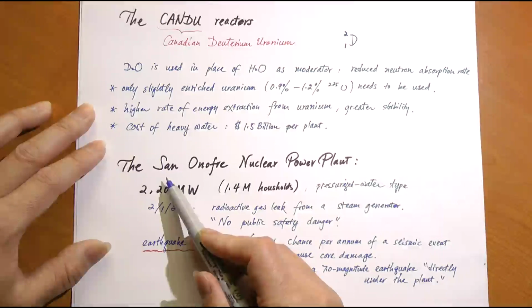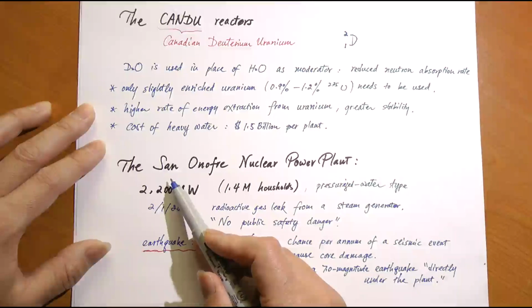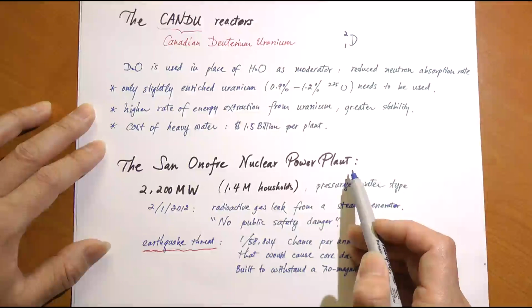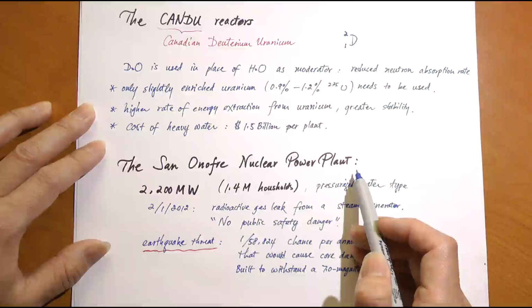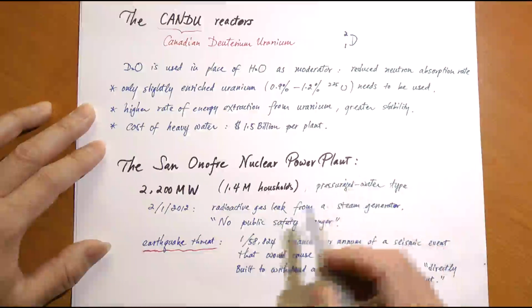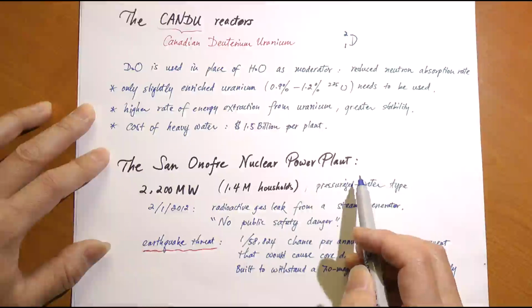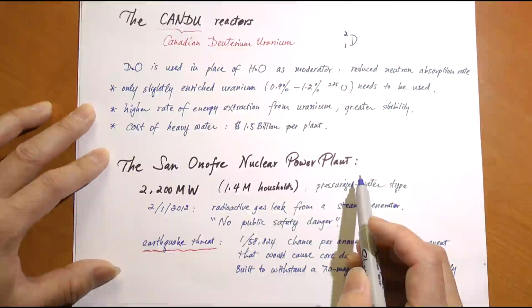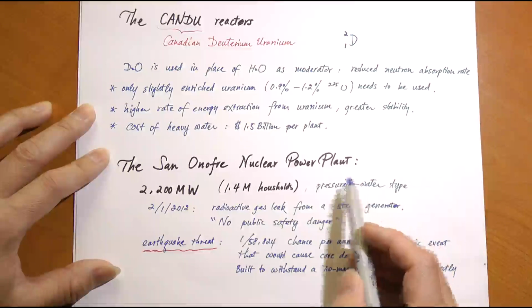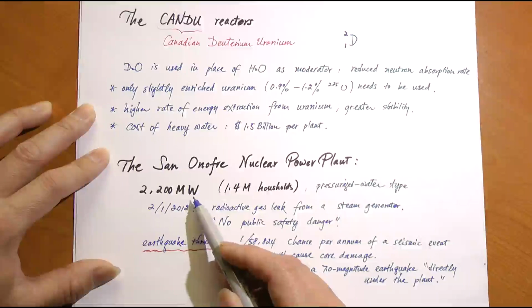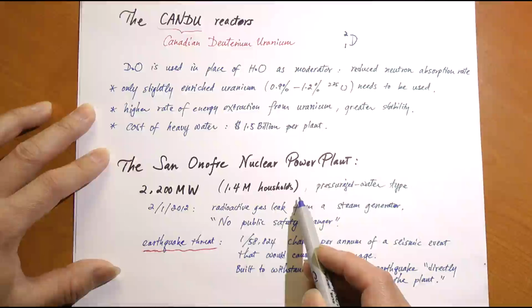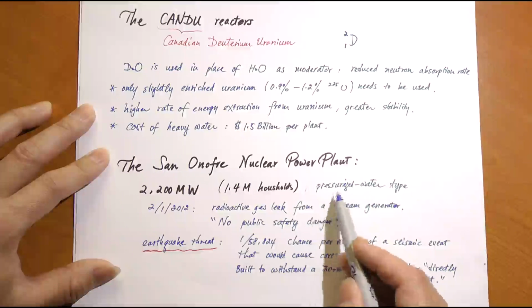Lastly, let's look at the nuclear power plant that's closest to us, Los Angeles. That's the San Onofre nuclear power plant. It's about 80 miles away from Los Angeles, midway between San Diego and Los Angeles, right on the coast of the Pacific Ocean, close to I-5, the interstate highway. It has 2 active reactors running today, producing a total of 2,200 megawatts of energy. That is 1.4 million households' worth of electricity usage. It is of the conventional pressurized water type.